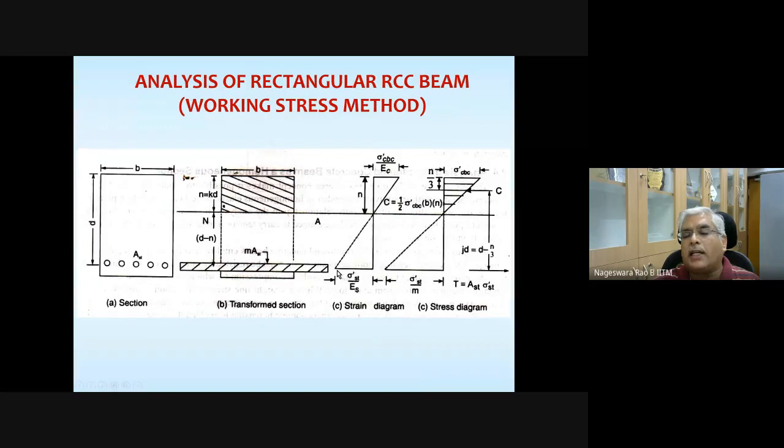Strain at the level of steel is going to be stress in steel, which is sigma prime st, divided by Young's modulus of steel. Please note that we are assuming perfect bond between steel and concrete. What is the meaning of that? Strain in concrete is going to be same as strain in steel. Any questions related to the strain diagram?